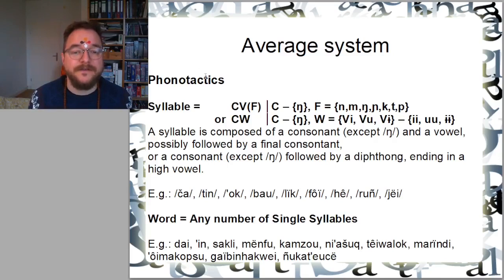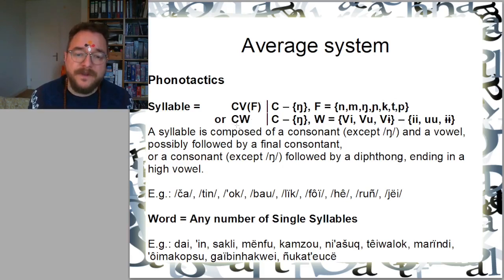Now to the phonotactics. This time I chose that there are again 2 possible types of syllables. The first one is again the CV, F in brackets. We've seen that already. So a syllable always starts with a consonant, then any vowel, and it might be finished with a final consonant, an F, which is one of those 7 here. So this is either a nasal, n, m, ng, ny, or a voiceless stop, k, t, p.